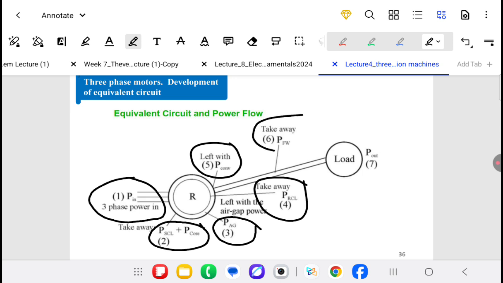Part of this power is lost as friction and windage in the bearing and the air movement around the rotor and the fan. Then the rest of the power will be output to the load, which is the P out.